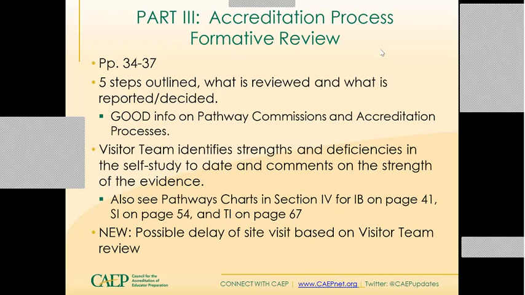If you also look on the pathways chart in Section 4 of the Accreditation Handbook, it appears for IB on page 41, for selective improvement on page 54, and for transformation initiative on page 67, you'll also see where the formative review appears in the process for you and how it is responded to.